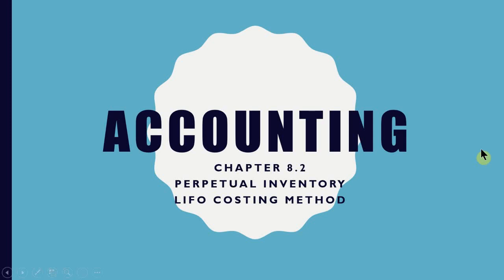Okay, so yesterday we took a look at chapter 8.1, where we got to look at perpetual inventory using the FIFO method. Now today is going to be the LIFO method, where we're actually going to be focusing on the last batches that you purchase being the first ones that we cost out.